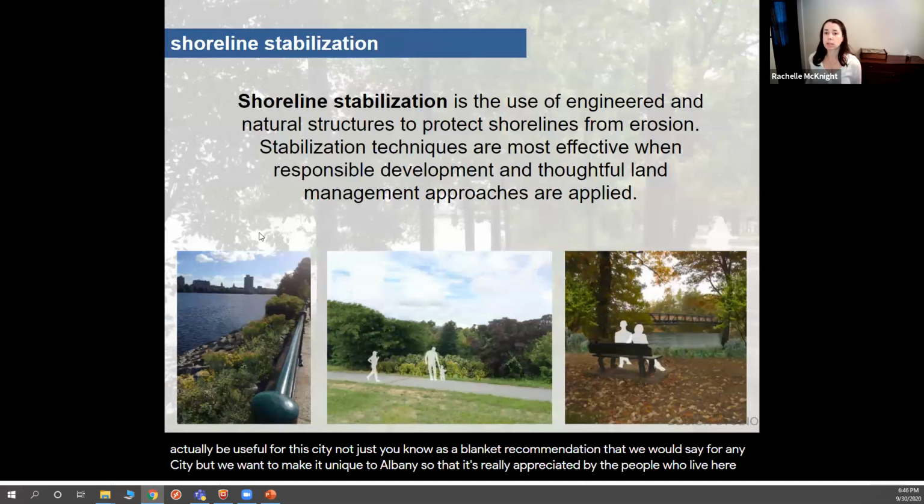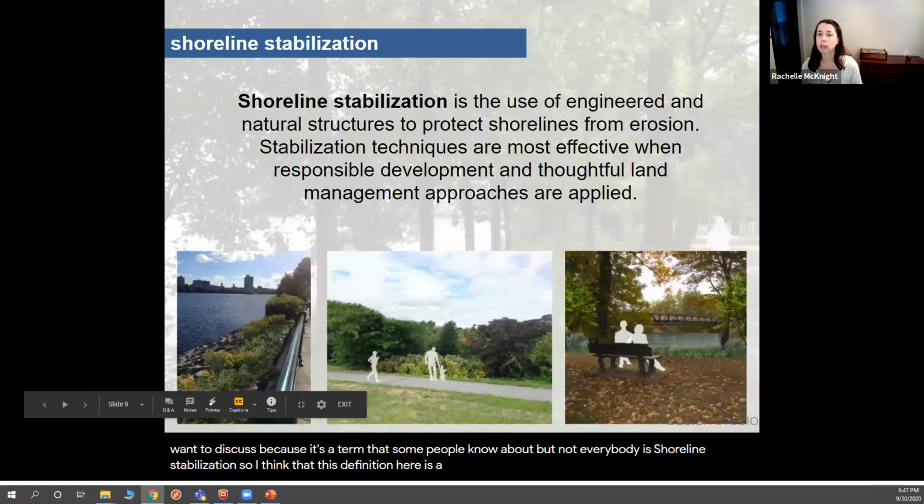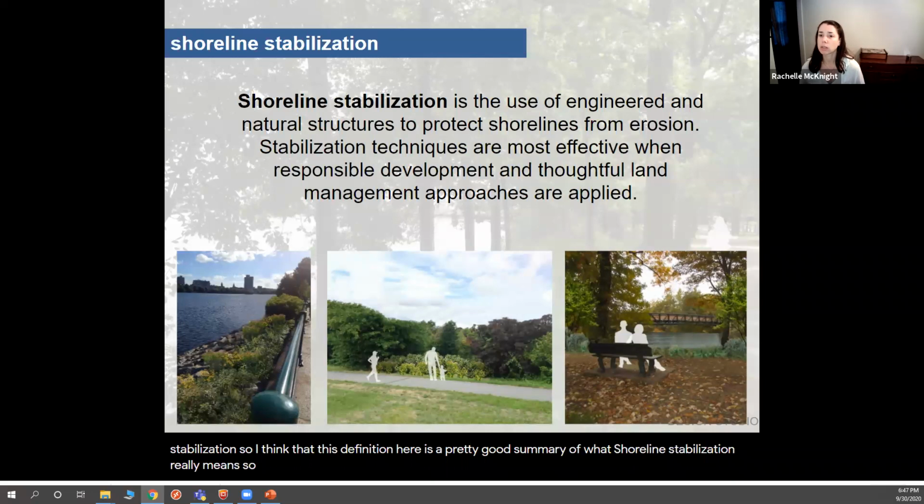So the next thing I want to discuss, because it's a term that some people know about but not everybody, is shoreline stabilization. So I think that this definition here is a pretty good summary of what shoreline stabilization really means. So typically it refers to the use of engineered and natural or living structures to protect shorelines from erosion. That not only means rivers, but it can mean lakes, streams, any type of water body that is subject to flooding, waves, tidal flows, wind, things like that.